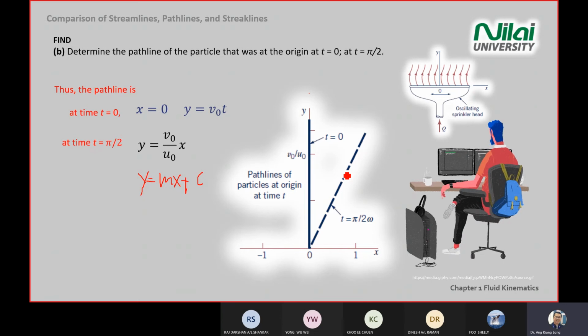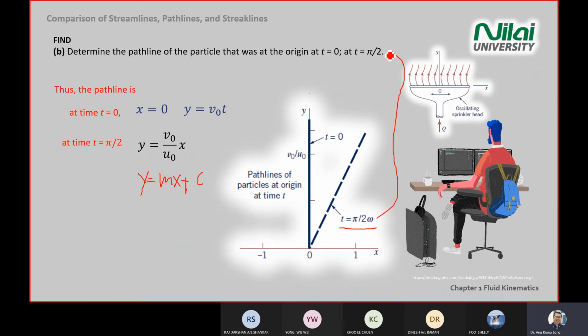Okay, so this is B. They give you the time at t equal to pi over 2. I think I deleted the omega. This one should have 2 omega. Okay, I deleted the omega already. So in your tutorial question, help me to edit the question a bit. Right, it should be 2 omega.